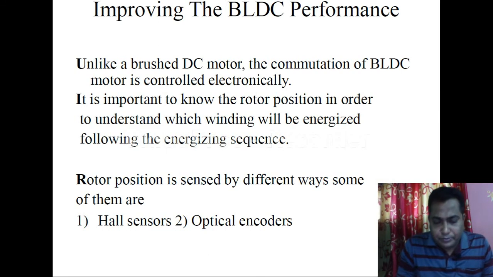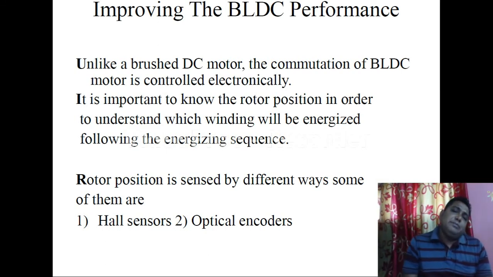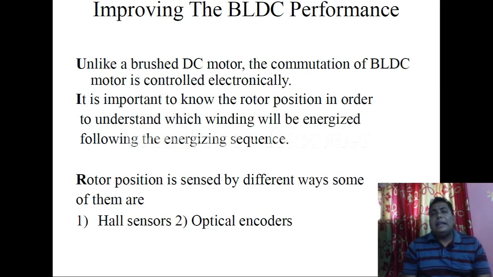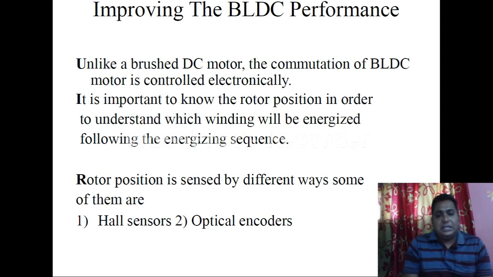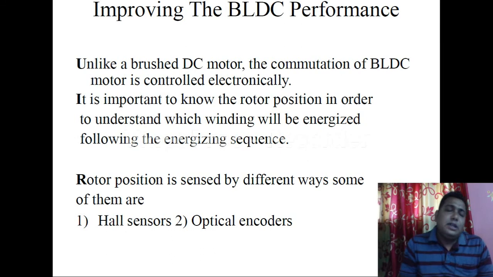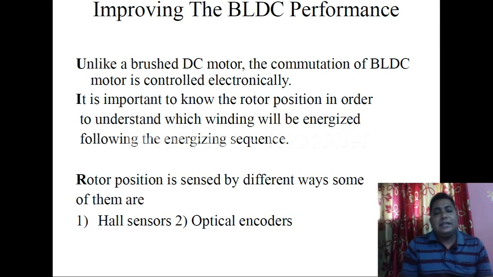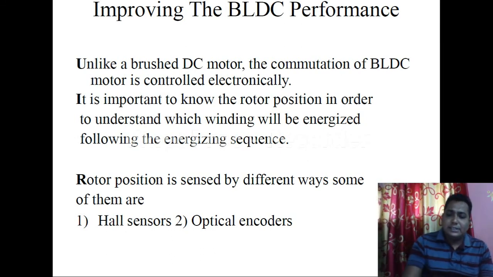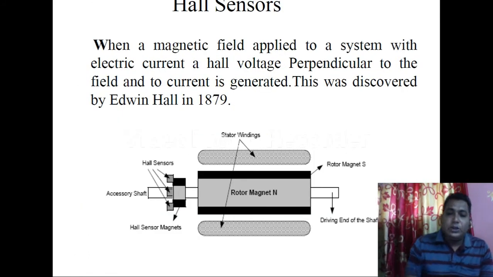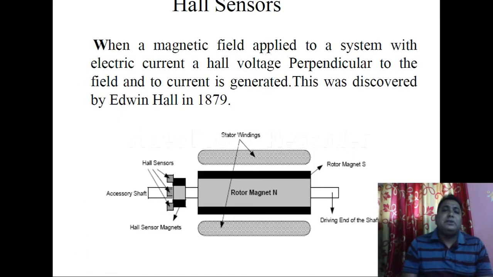So that is done in the BLDC for continuous performance of this machine. To know the rotor position, there are two different methods: Hall sensors and optical sensors, optical encoders. So let us see first what the Hall sensor is.